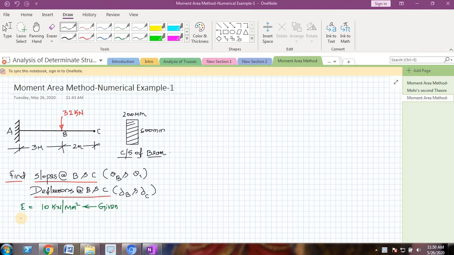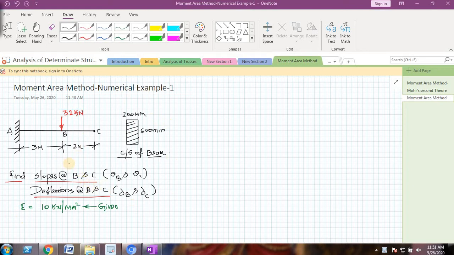In the previous video I quickly went through the concepts of Moore's first and second theorem for the moment area method, to find the slope and the deflection in a beam for a given loading. Now in this video I will take one simple numerical example to demonstrate how to use Moore's first and second theorem. I told you Moore's first theorem will give you the slope at any point on the beam, and Moore's second theorem will give you the deflection at any point on the beam.